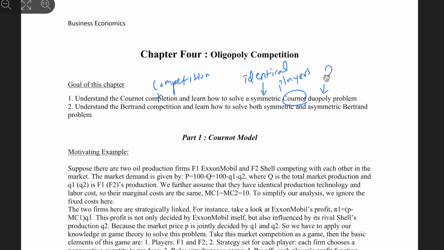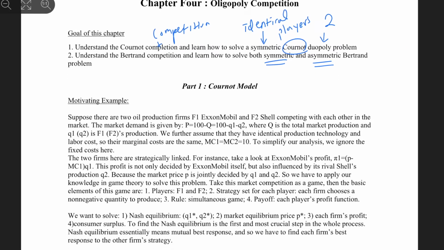So we have two players in the market, right? So we're going to look at the duopoly identical player situation. And number two, we're going to understand the Bertrand competition and learn how to solve both symmetric and asymmetric Bertrand problems. So we have one Cournot and two Bertrand, and in the Cournot we're going to look only at the symmetric identical players, and in the Bertrand we're looking at both symmetric and asymmetric problems.